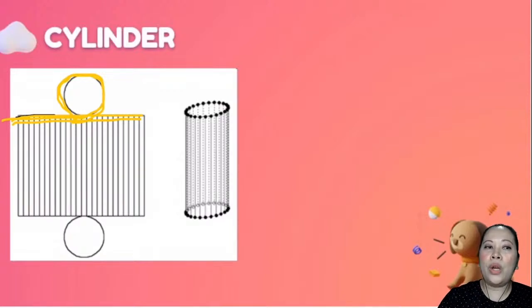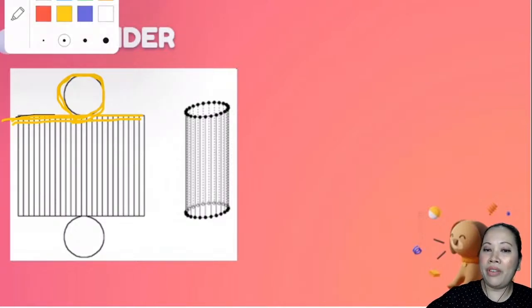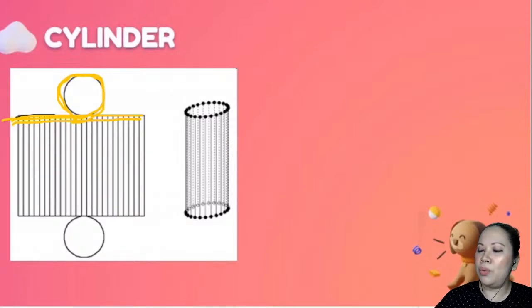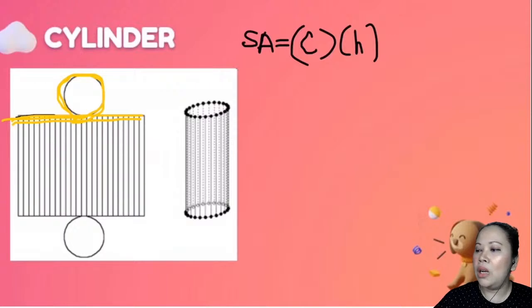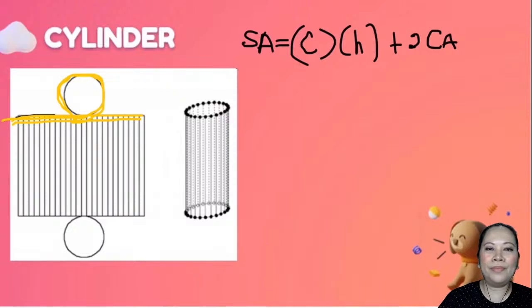So if we put it like this, that's the top of your cylinder. Your sides are actually the circumference of the circle on top. So when we solve for the surface area of our cylinder, we have a shortcut. Surface area would be the circumference of our cylinder times the height, plus 2 of our cross-sectional area.